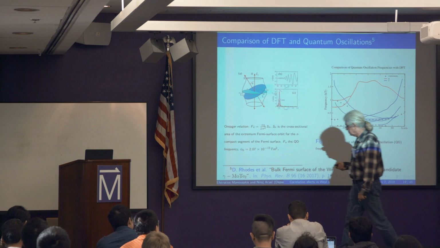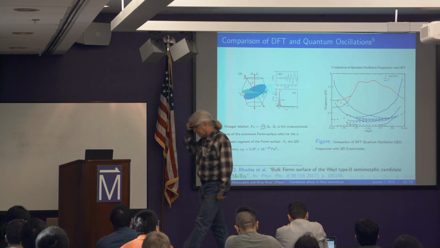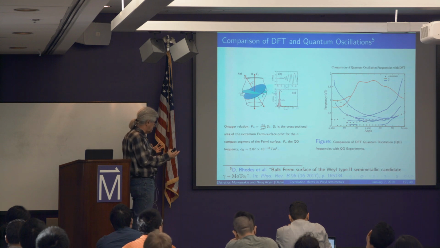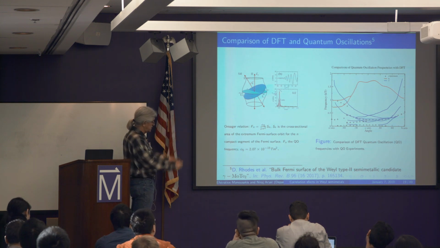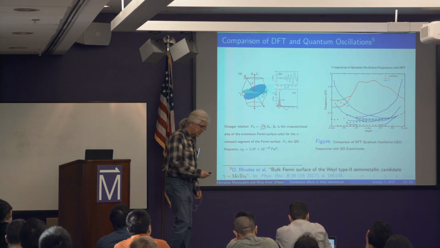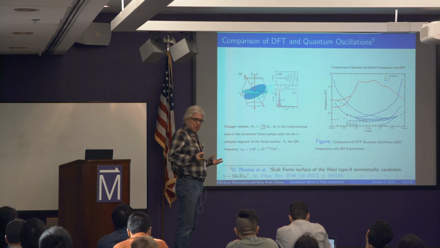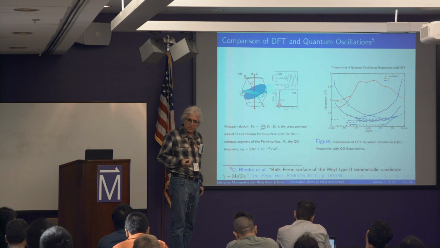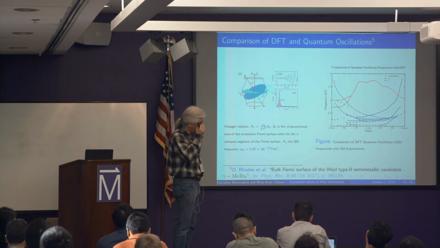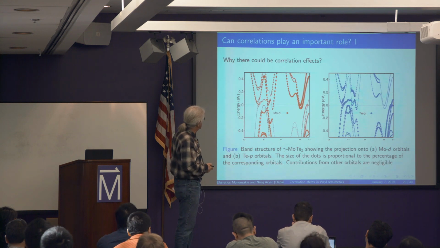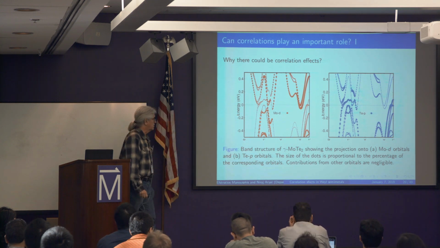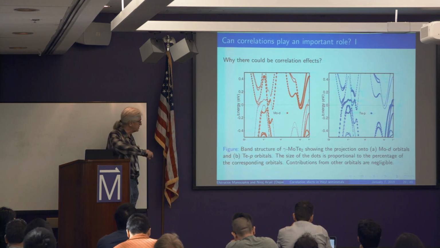Okay, so here we have problems. One is the ARPES polarization dependence and the shape of the Fermi surface in general, and the second is the quantum oscillation experiments. And we claim that perhaps correlations have something to do with this. So let's take that point of view to explore it theoretically now, and see what happens.